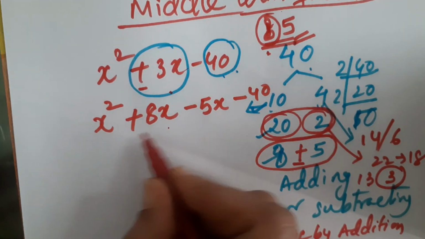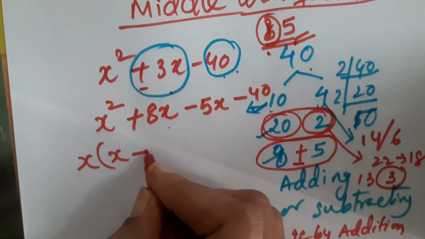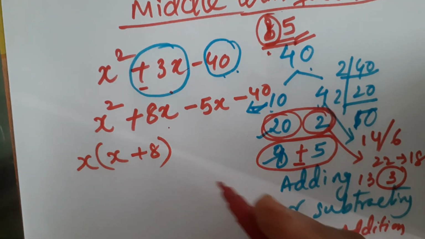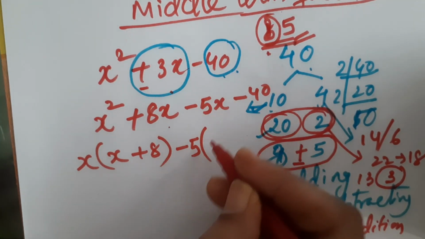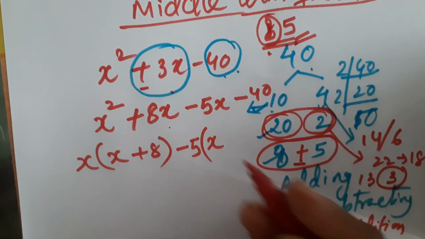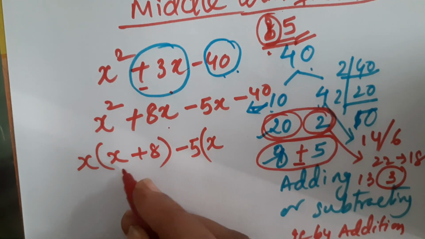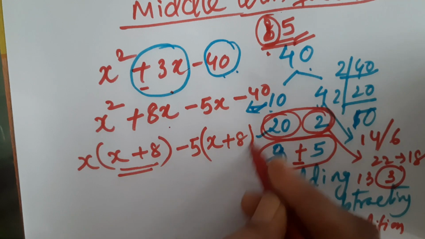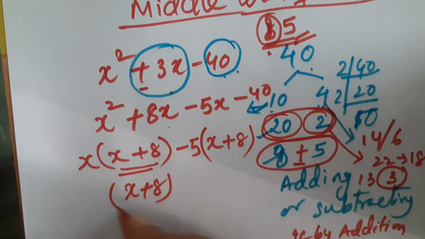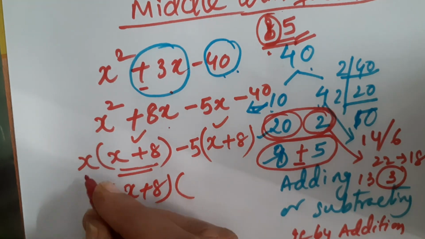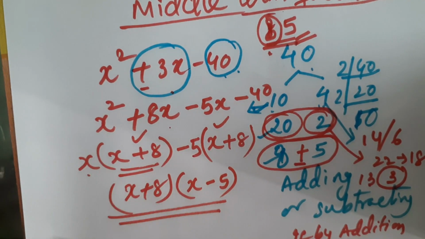Now take common what is there in the first two terms. x is common, so x is taken. We are left with x plus 8. Here minus 5 is common. Again we are having x plus 8. If we choose these factors correctly, the second bracket we need not solve. The same bracket we can repeat again. So the final answer is the common bracket and the next two numbers which we have taken as common. So this is the final answer.